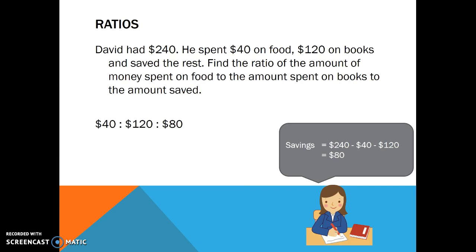Of course, that's not simplified, so looks to me like we can definitely divide all of those by 10. And actually, it looks to me like we can divide all of those by 20. So let's go ahead and do that. So actually, we can divide them all by 40. If we divide 40 by 40, we get 1. If we divide 120 by 40, we get 3. And if we divide 80 by 40, we'll get 2. So our ratio is 1 to 3 to 2.